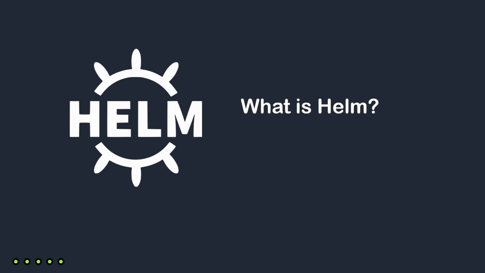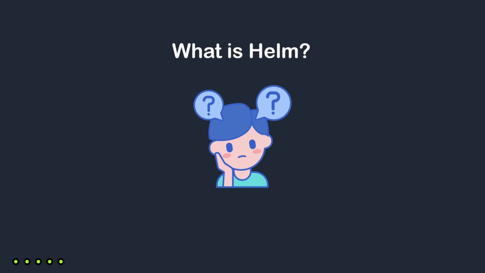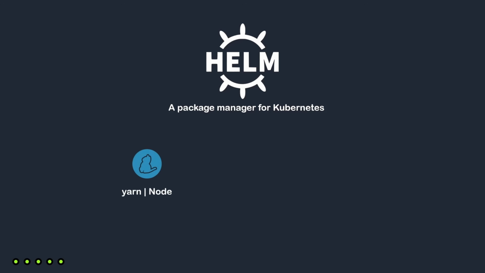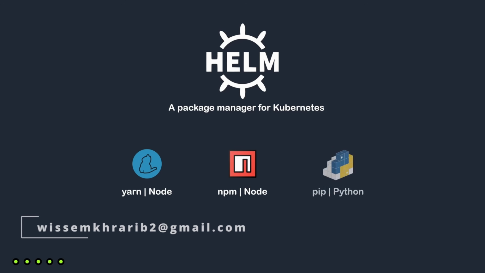In this lecture, we will answer the questions: what is Helm and why we need it? We will start by answering the question: what is Helm? Helm is a package manager for Kubernetes, which simplifies and facilitates the process of deploying and managing applications within a Kubernetes cluster. It has a similar role compared to Yarn and npm for Node and pip for Python.